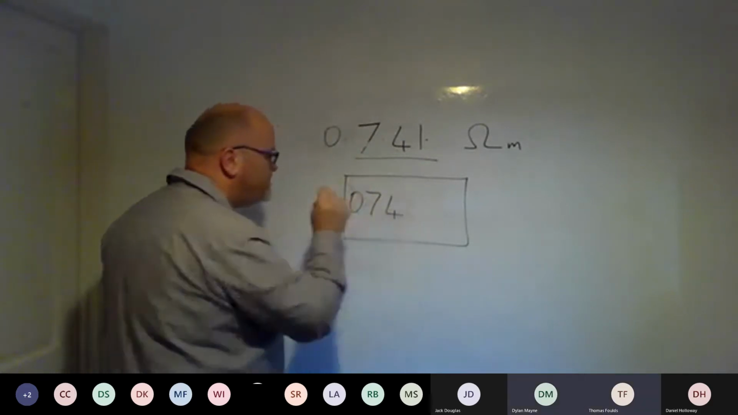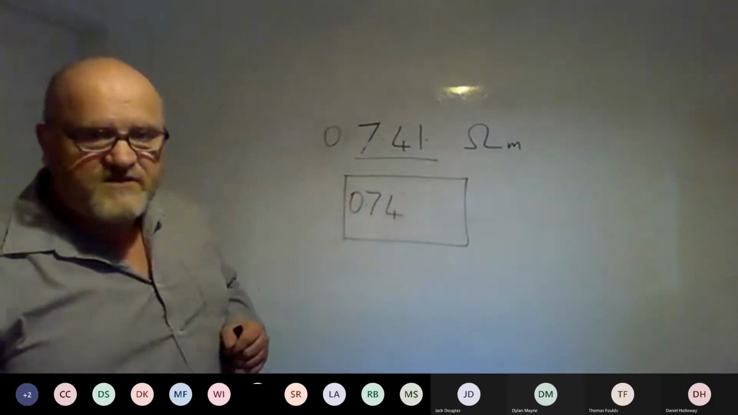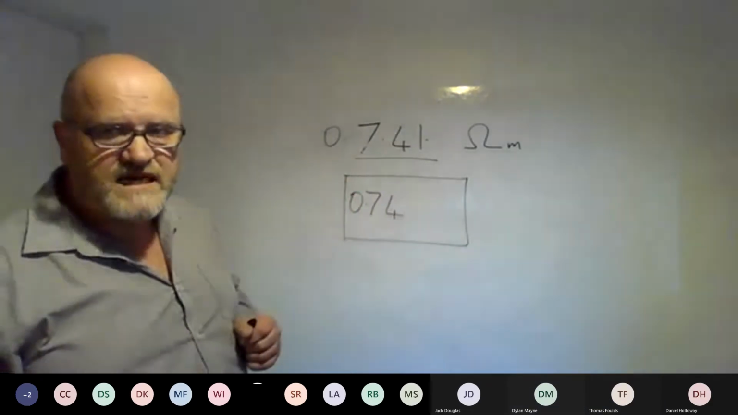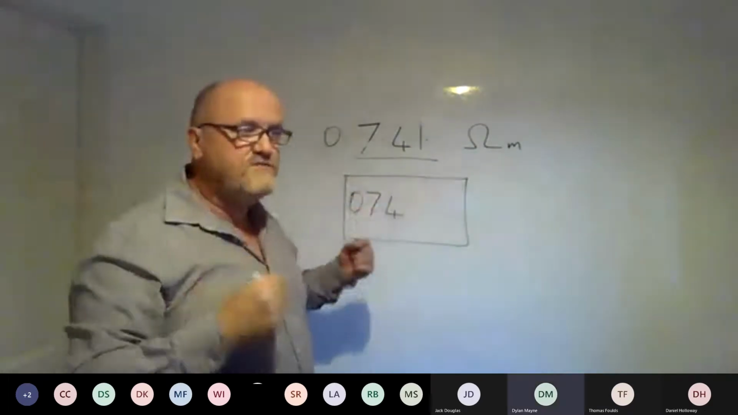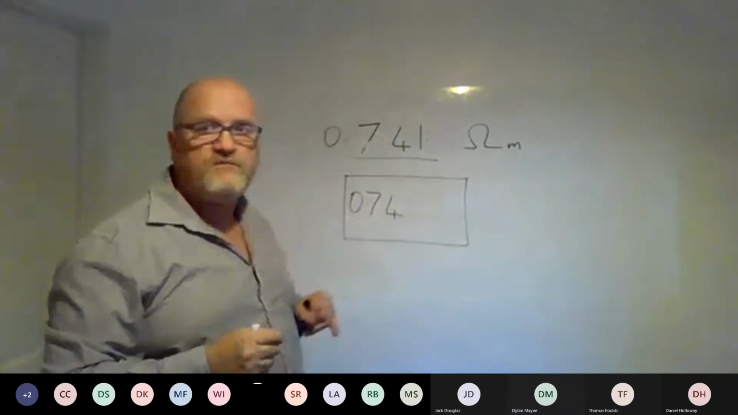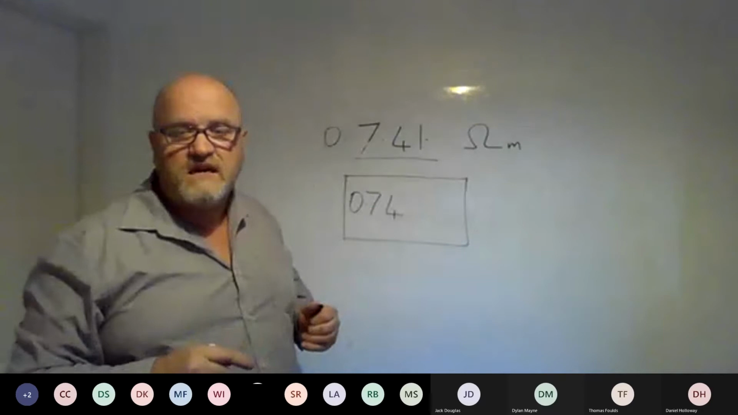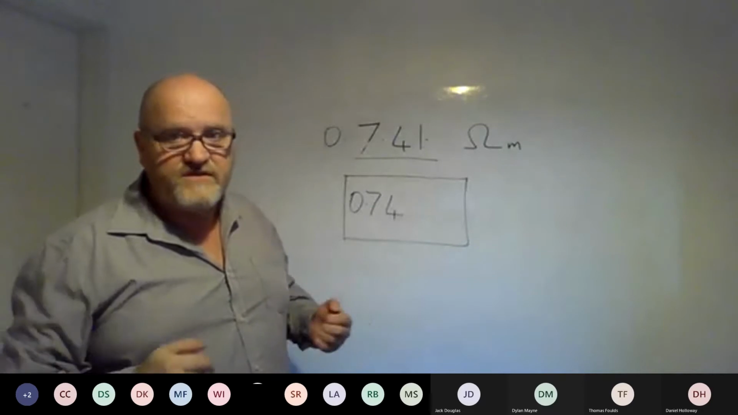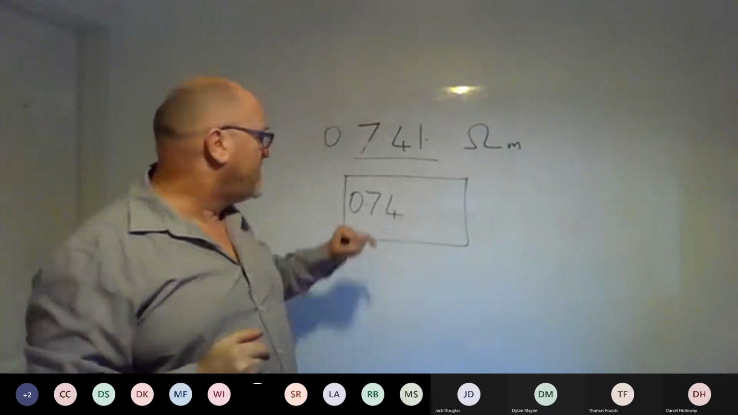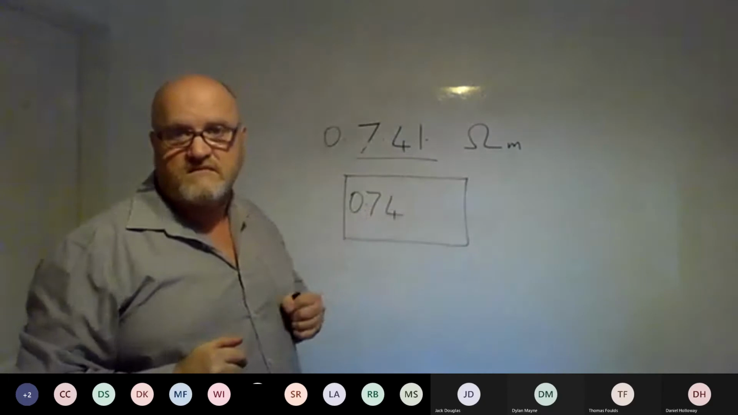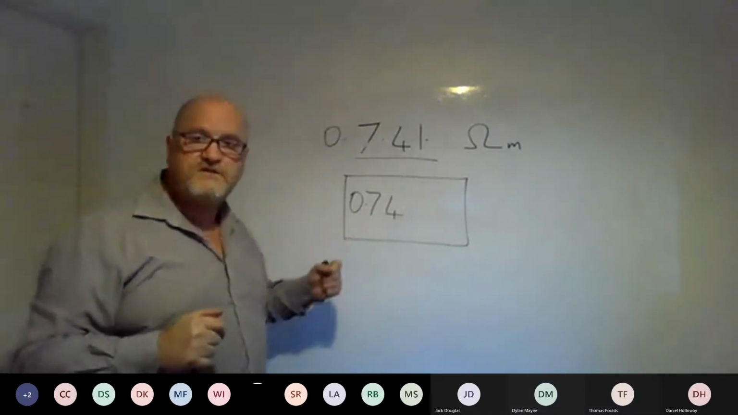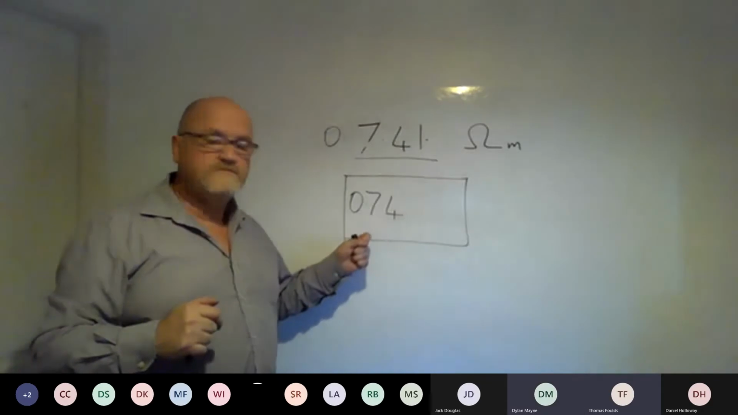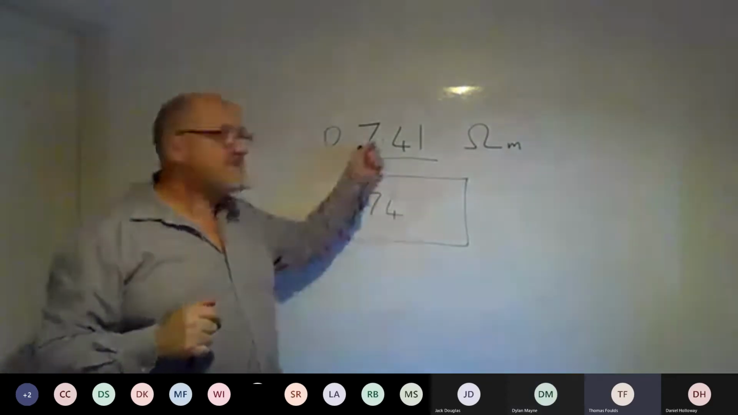0.74 is what you'd read on your meter if you were testing a 100 meter roll of 2.5 mil cable. You should get 0.74 ohms on your meter, and then you know your connections are good if you've used 100 meters. If I use 50 meters, what should the reading be? Half of that. We times it by 50. Yeah, and that's what you do.